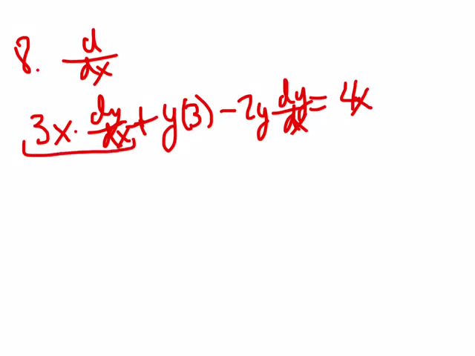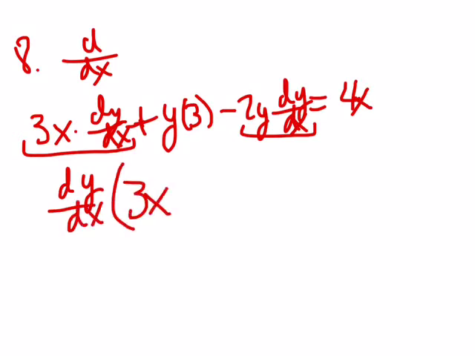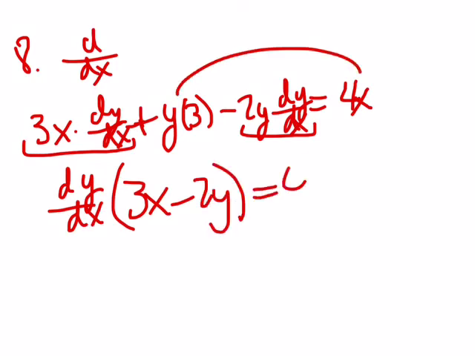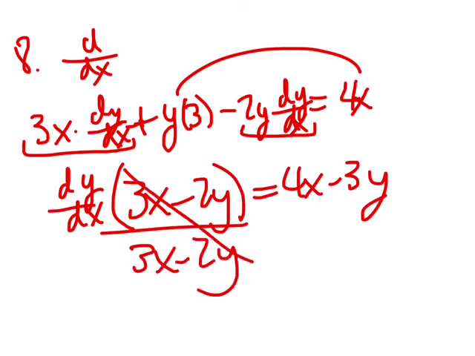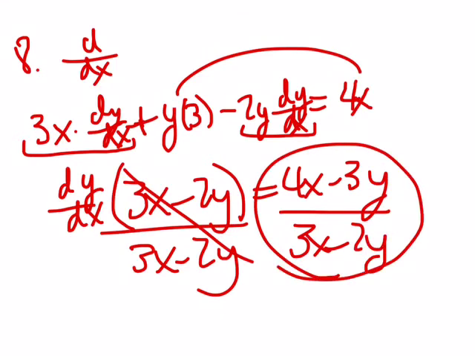And then there are two terms with dy/dx in them. I'm combining a couple steps here. I'm factoring out from those the 3x minus 2y. This one, I'm subtracting to the other side. And then I'm going to divide by the 3x minus 2y. Okay. Again, if you get the negative version of every term, that's also equivalent.